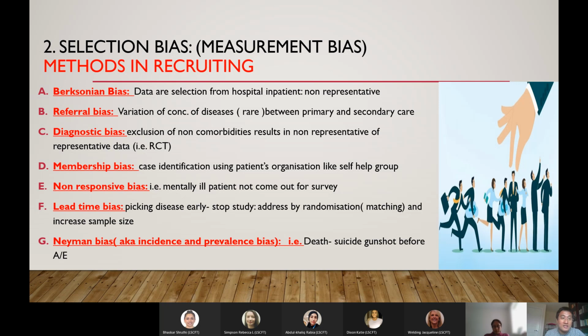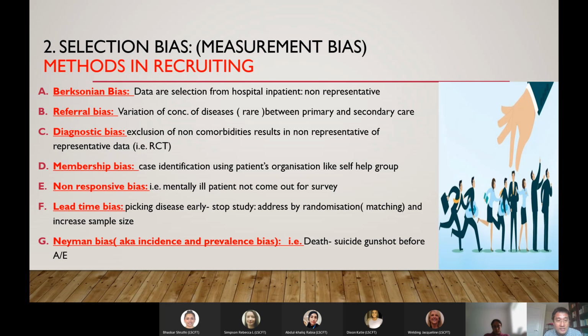There's something called diagnostic bias. That means in an RCT they do a lot of exclusions which might not be relevant. Membership bias means, for example, people collect data from a self-help group. So that is membership bias. Of all these biases, the one you need to concentrate on is this: if they ask about hospital bias, this is the answer. Lead time bias is picking up early and stopping the study. For example, if you find the result that you expect, you stop the study. That is lead time bias.